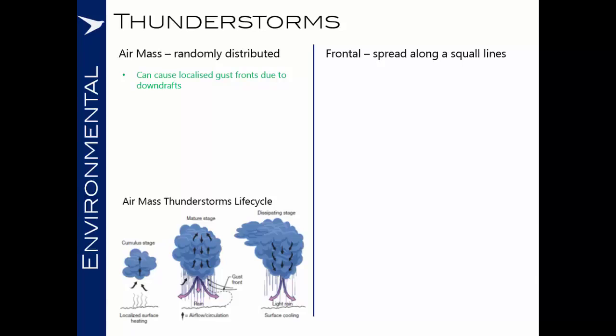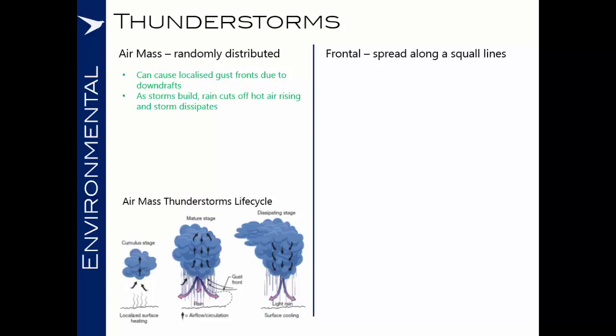As this air is continually forced up due to the continued localized surface heating, the cloud builds, and the air that is being forced up into the higher altitudes is rapidly cooled and so starts to sink. As this sinking air comes back down to Earth, we get the formation of gust fronts, with air being forced out in all directions as it reaches the surface, and heavy rain.